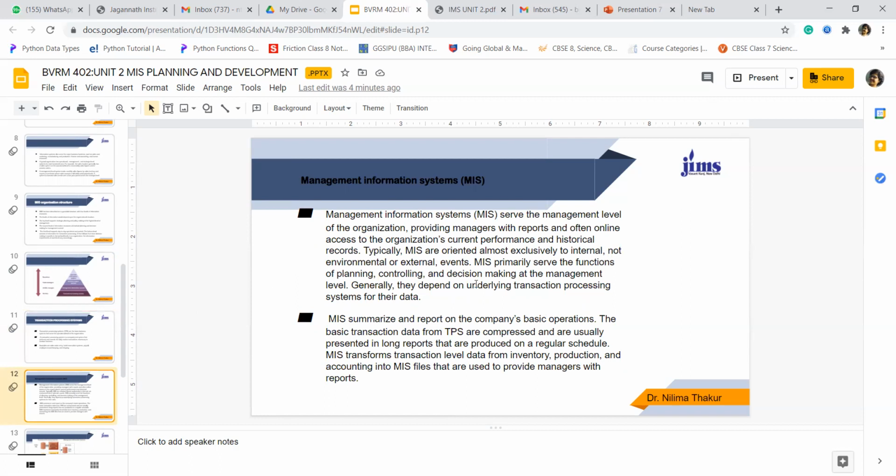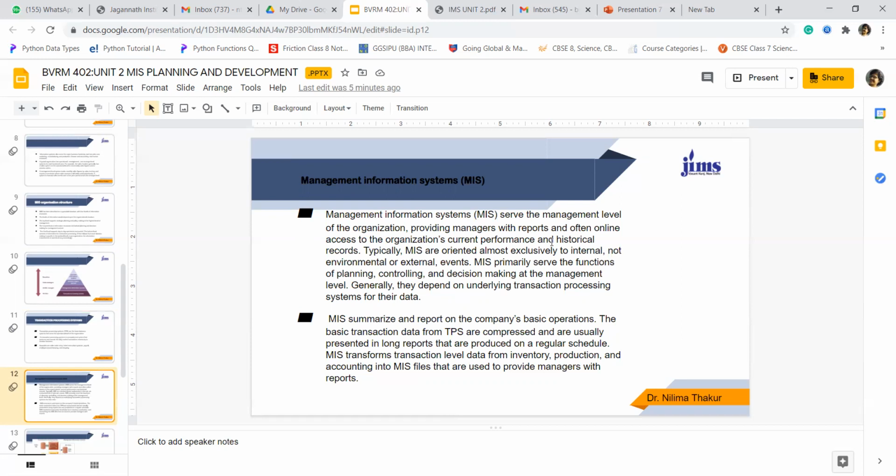Then coming down to the MIS. MIS serves the management level of the organization, providing managers with reports and often online access to the organization's current performance and historical records. Typical MIS are oriented almost exclusively to internal, not environmental or external, events. MIS primarily serves the functions of planning, controlling, and decision making at the various management levels. MIS summarize and report on the company's basic operations.